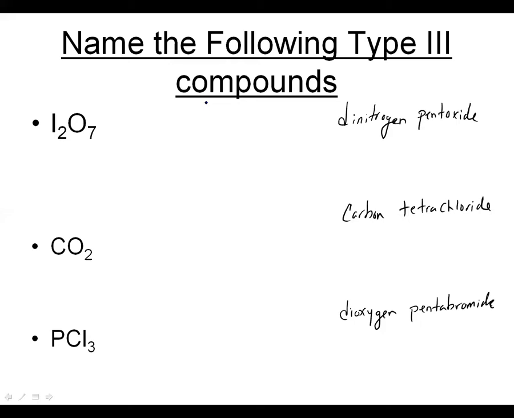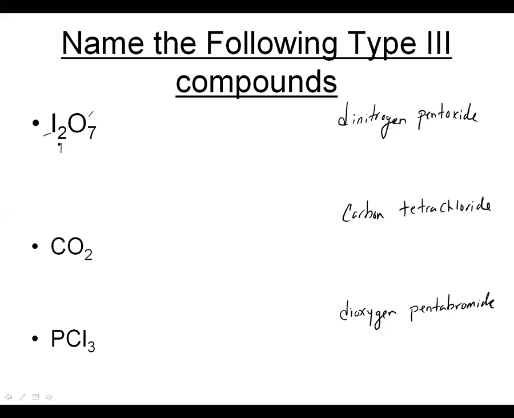Okay, so let's take a look here and see how we're doing. These should really be the quickest ones for you to do, because there's no balancing, you don't have to worry about charges. You essentially just need to write what the formula tells you. So if we look at the first one here, we have I, which is a nonmetal, and O, which is a nonmetal. So automatically we know we don't have to worry about balancing anything.